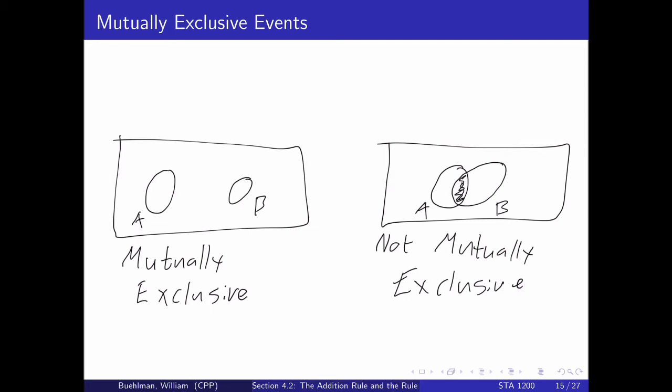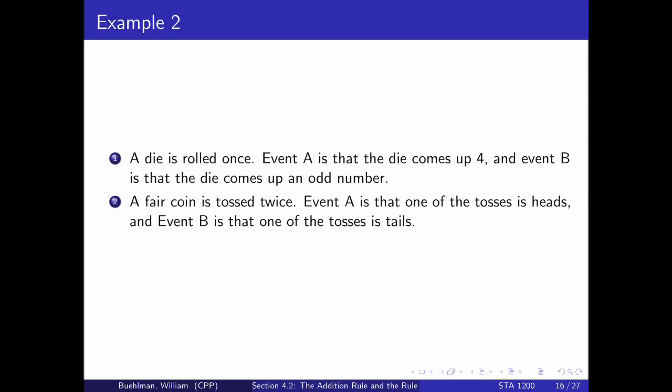If we look at the right-hand Venn diagram, we see that there is an area where you can be in both A and B at the same time. That's that shaded area. So since you can be both A and B at the same time, they are not mutually exclusive. Example 2. A die is rolled once.